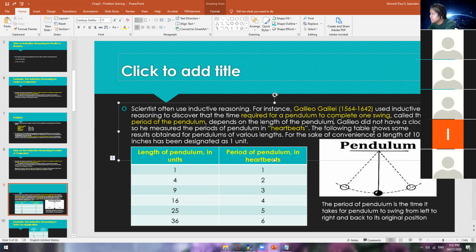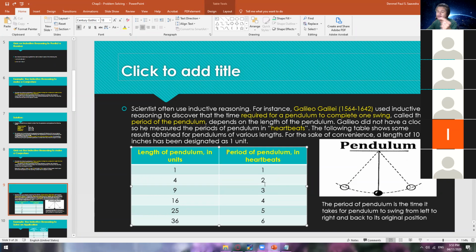For the sake of convenience, a length of 10 inches has been designated as 1 unit. As you can see right here, this is where you can see the length of the pendulum in units: 1, 4, 9, 16, 25, and 36. And then this is where you will see the period of the pendulum in heartbeats. If you have 1 unit, this is considered as one period or one swing. If you have 4 units, it will give you 2 swings or 2 periods.